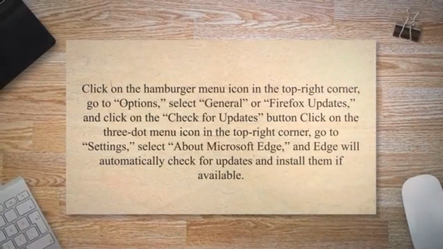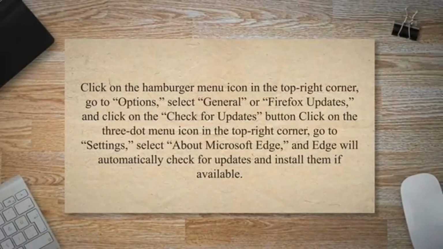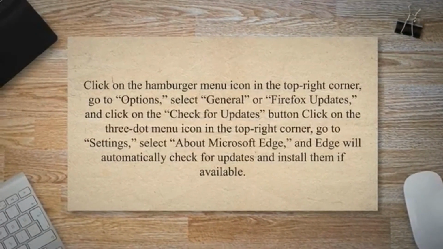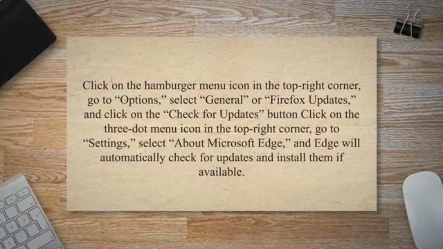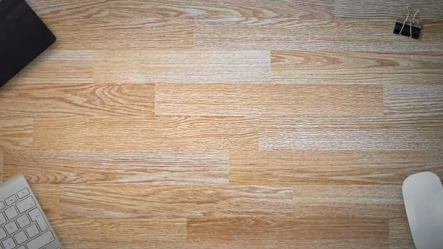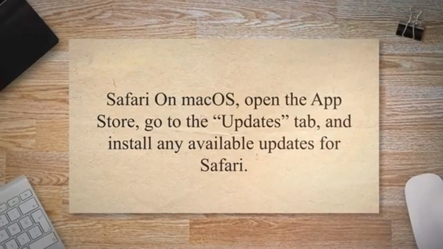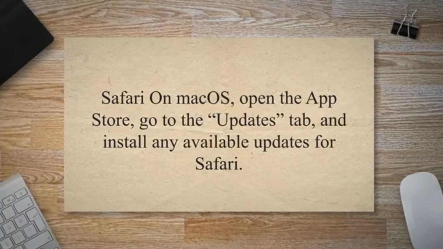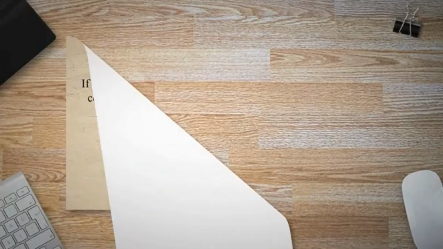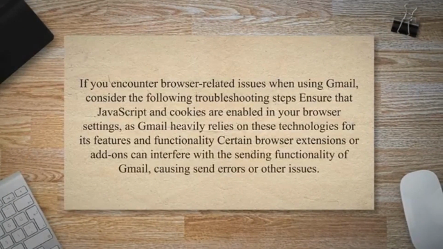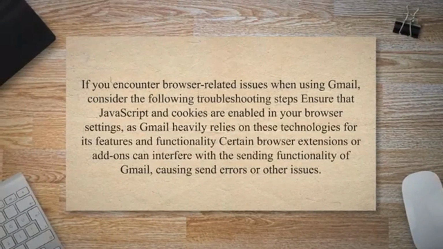For Edge: click on the three-dot menu icon in the top right corner, go to Settings, select About Microsoft Edge, and Edge will automatically check for updates and install them if available. For Safari on macOS, open the App Store, go to the Updates tab, and install any available updates for Safari. If you encounter browser-related issues when using Gmail, consider the following troubleshooting steps.